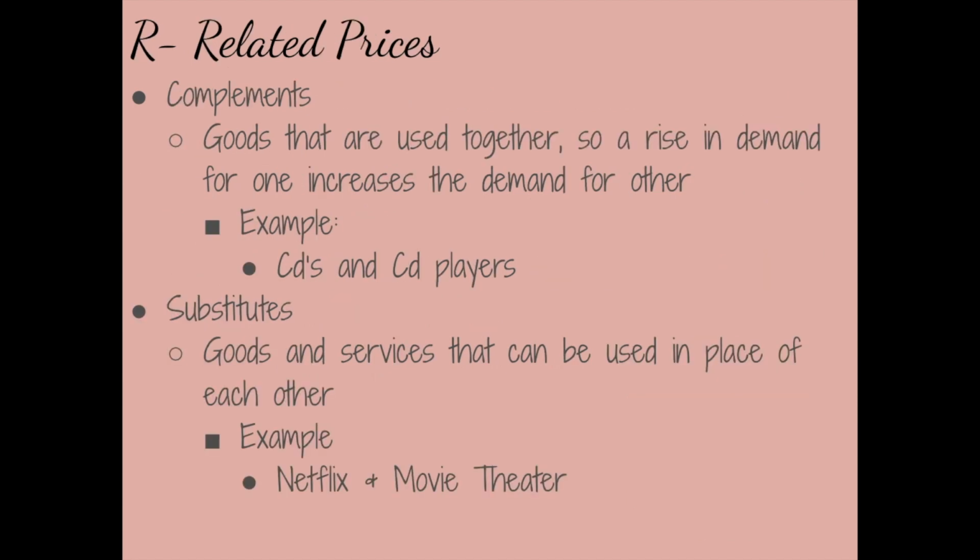All right, related prices. You have complements and you have substitutes. Complements are goods that are used together. So when demand increases for one, it'll increase the demand for the other. Or if there's a decrease in price for one, the demand increases for the other. Things like CDs and CD players go together. Versus substitutes, which are goods and services that can be used in place of each other. One example could be Netflix and movie theaters, where if the price of movie theaters goes up, it's going to cause the demand for Netflix to increase.